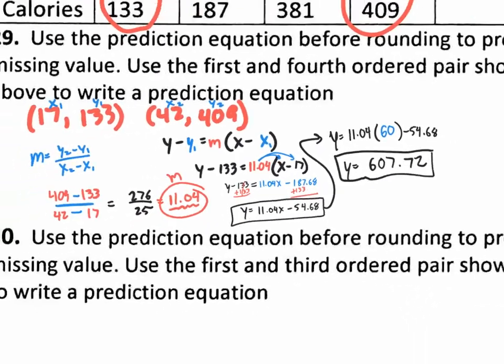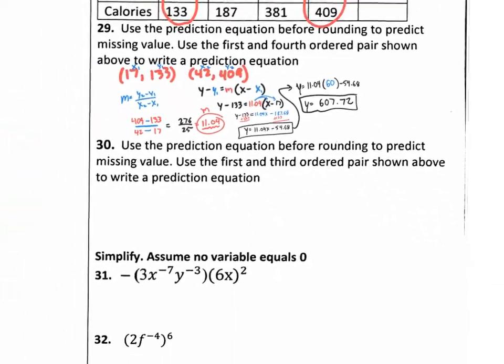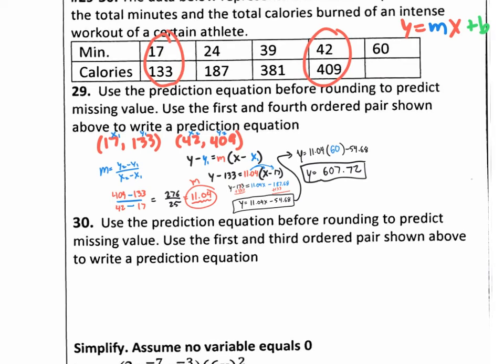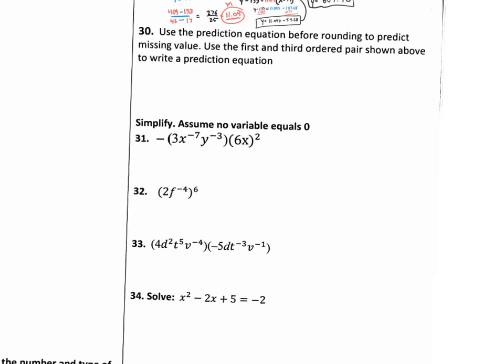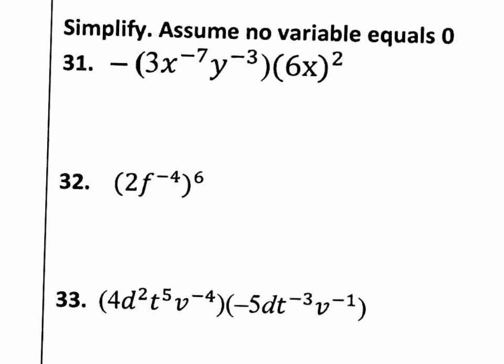Now, because this video is already over half an hour, I'm going to skip number 30. You could look at the answers that I provided to see if you could do this correctly. All you need to do is do the same exact process, but they want us to use the first and third order pair. So use this one as x1, y1, and this one as x2, y2. That will change your answer slightly. And you could check the answers that I posted on Edmodo or on the back door right there. So you could do that on number 30 on your own. Let's move on to this next section.